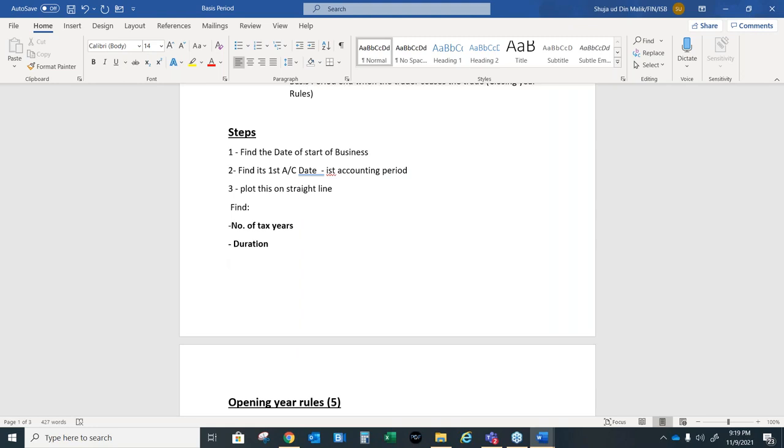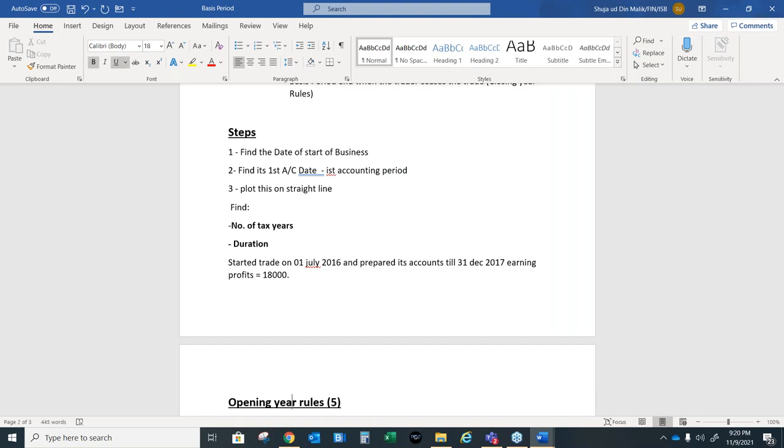let me put this up for you. Give me a second. For example, it says a trader started trade on 1st July 2016 and prepared its accounts till 31st December 2017, earning profits equal to 18,000. This is a scenario given.